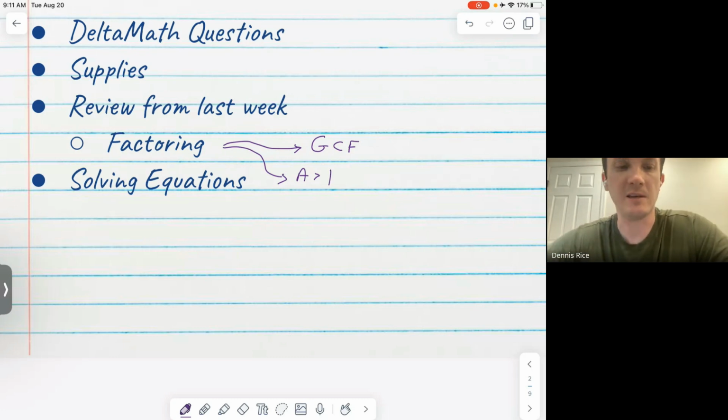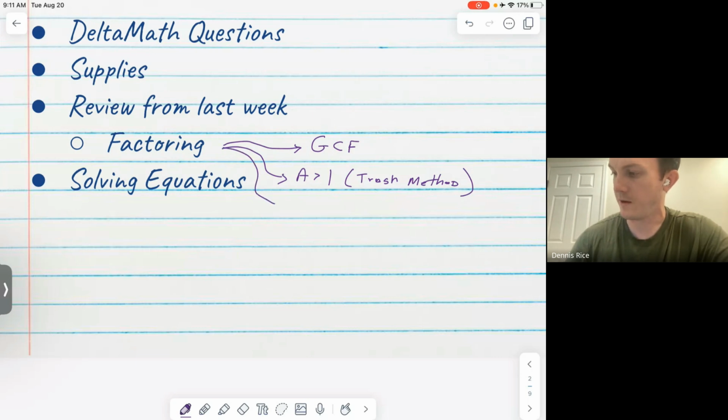Textbooks will call that the AC method, because if you remember, that's one of the first steps where you multiply the first number and the last number together. Students in my class end up calling it the trash method. We'll talk about why, and I'll show you that strategy today. We didn't cover that last week. I don't know if I said that name last week. If I got your curiosity now, like why is he calling it trash?